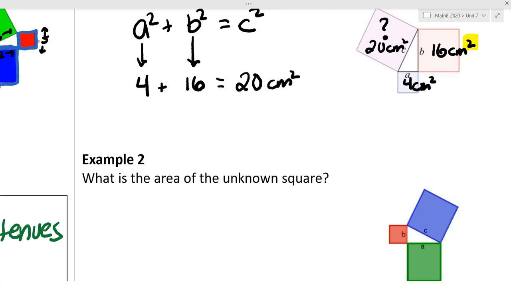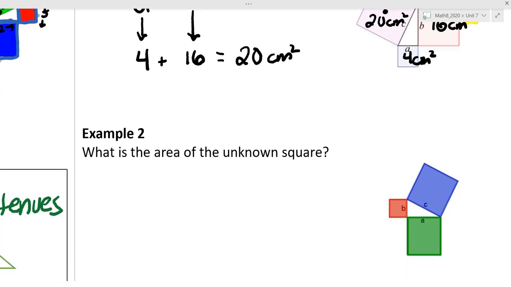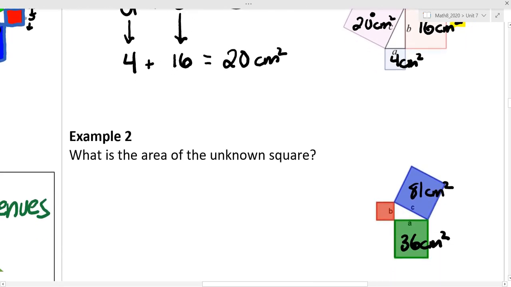Now, another question I want to do is, suppose that I didn't give you the two small boxes. What if I gave you the size of the big box and one of the smaller boxes? What would the other box be? How would you do that? Yes, Lachlan. You would just subtract 36 from 81. Yeah, you subtract it. The two small ones add up to make the big one. So the big one minus the small one equals the other one.